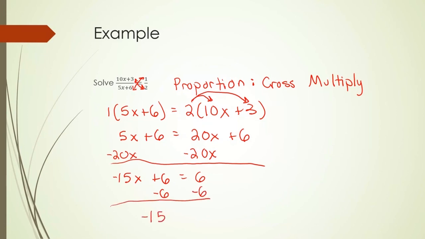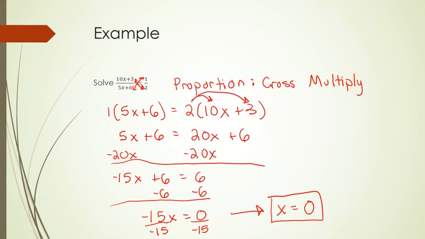Got negative 15x. 6 minus 6 is 0. You do have to write something there. You can't just leave it blank. There is a number. It's 0. And now negative 15x equals 0. I want regular x, so I need to divide both sides by that negative 15 to get rid of it. I'm going to try to squeeze this in here. Move that to the right. So 0 divided by anything is 0. So that gives me the answer of x equals 0.